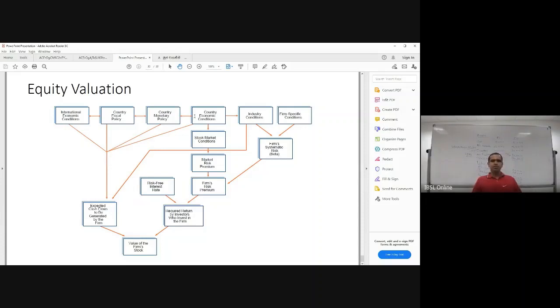The stock market conditions, the general sentiment, investor sentiment, firm-specific risks. Particular firms have their own risk profiles. Market risk premiums, firms' risk premium, risk-free interest rate, what is going on to treasury bill bond rates, the required return by investors, expected cash flows to be generated by the firm. All of these will have an impact on the share price of any company. Right.